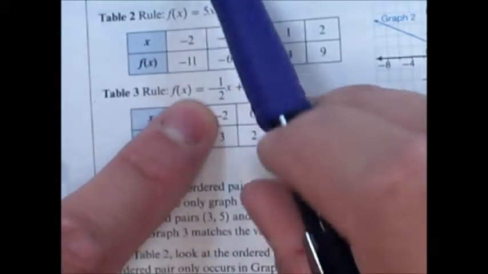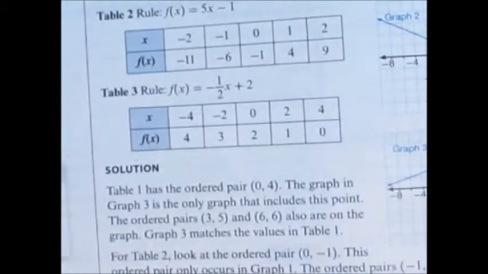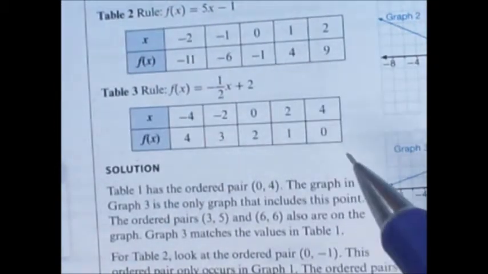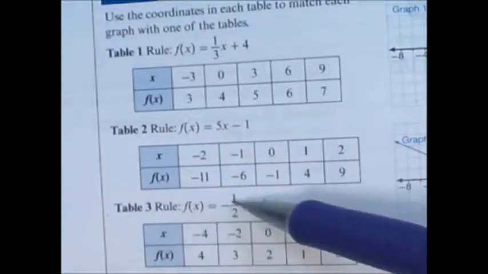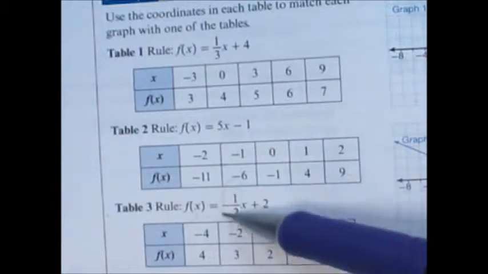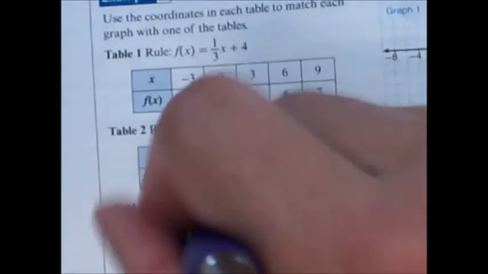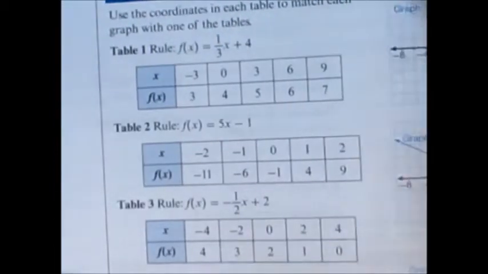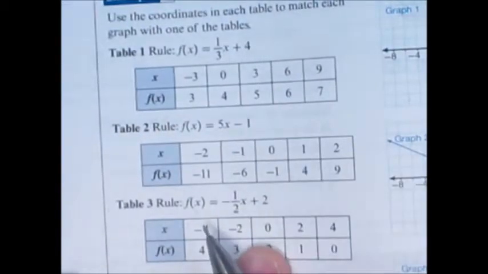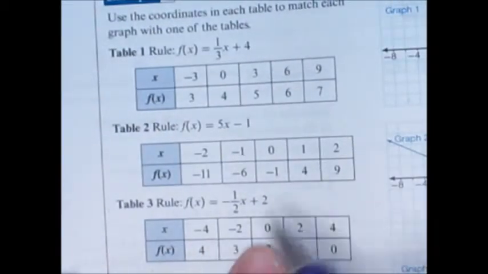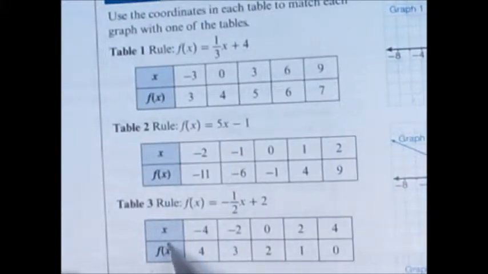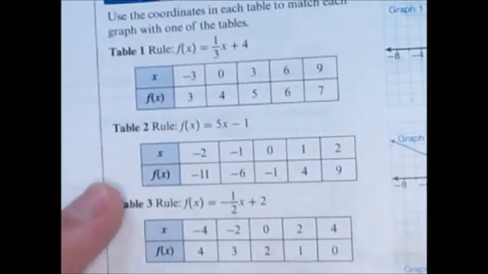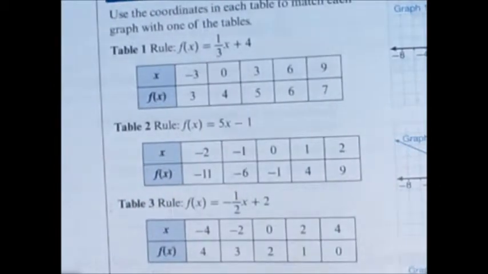So I'm going to look over here at my equations. I'm going to look and see which one of my slopes is negative. Table 1, 2, or 3? 3 is negative, right? Negative 1/2. Remember that slope is right in front of the x. So 3 has a negative slope, so I know graph 2 and table 3 go together. That eliminates one of my possibilities already. Use that process of elimination. So table 3 and graph 2 go together because they are both negative.